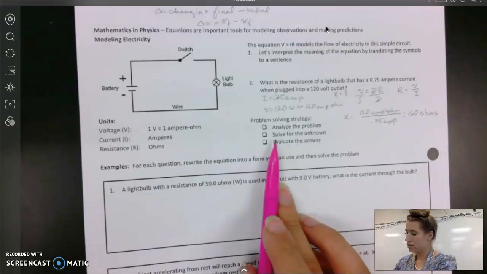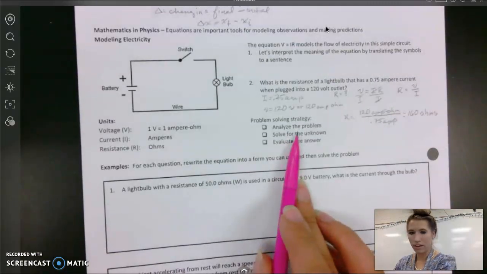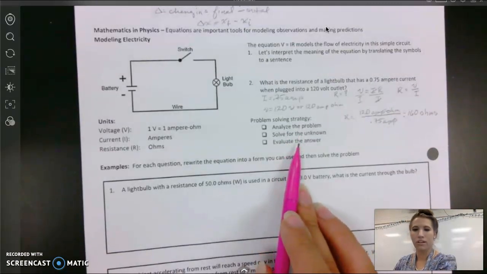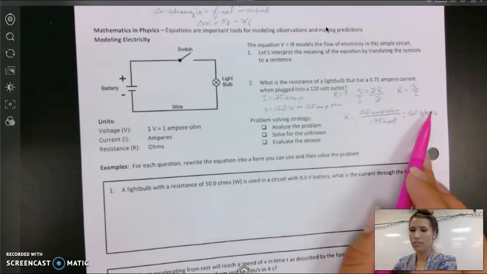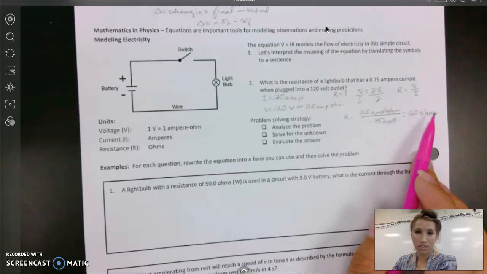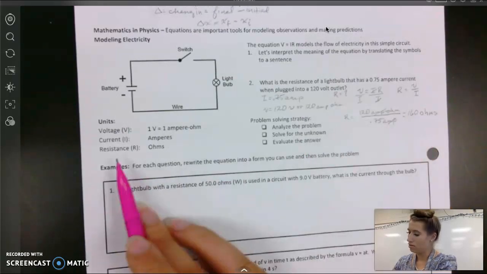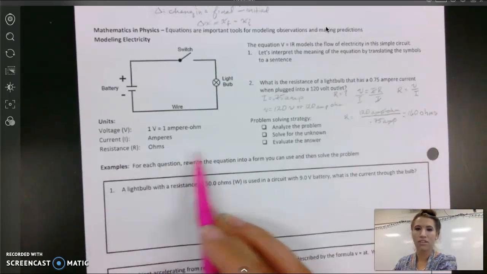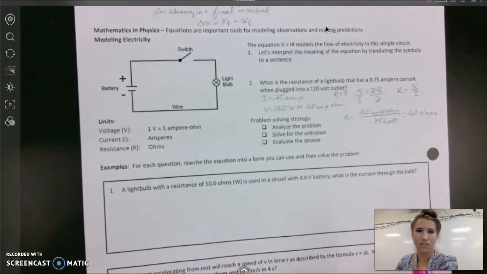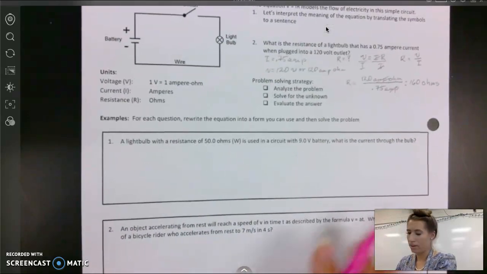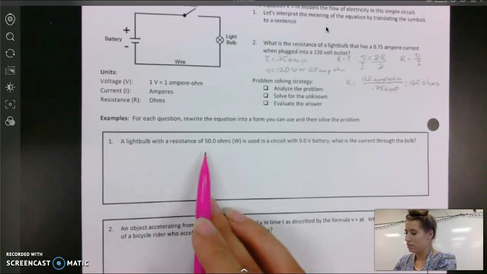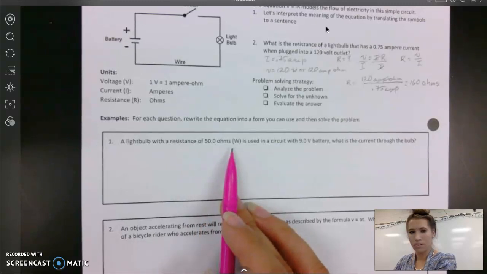So now let's ask ourselves, we solved for the unknown, now let's evaluate this answer. Let's see if the units that we expressed with this is resistance, what we're looking for. Resistance is in ohms, and so that's a good way of evaluating your answer and seeing if you followed through the math correctly.